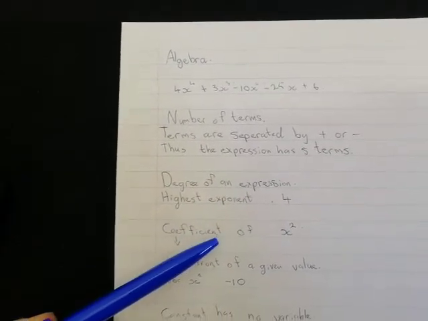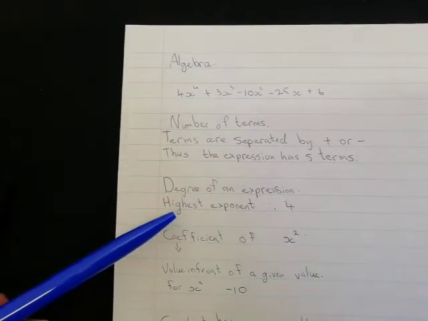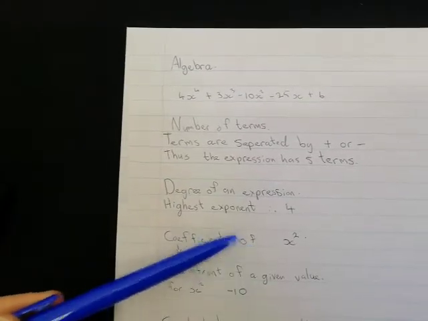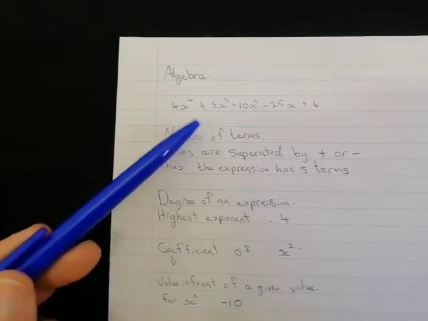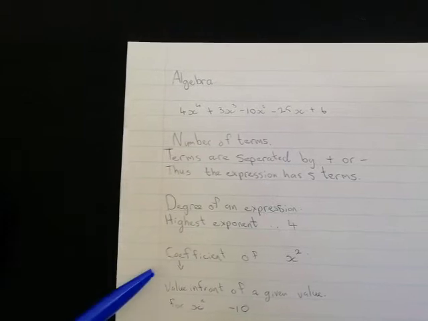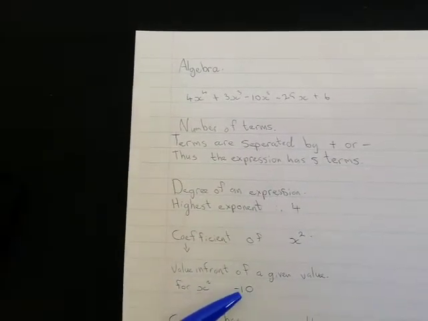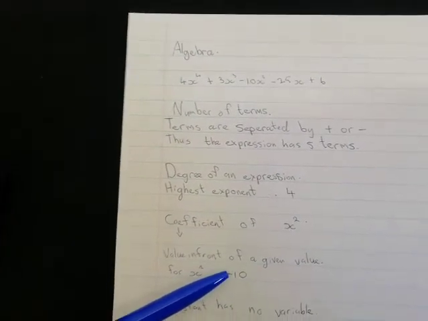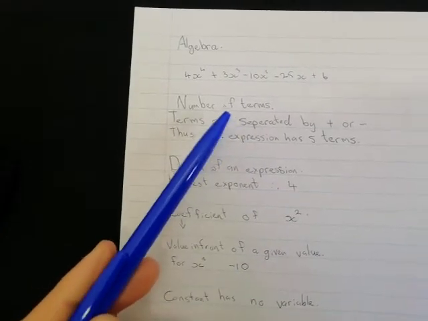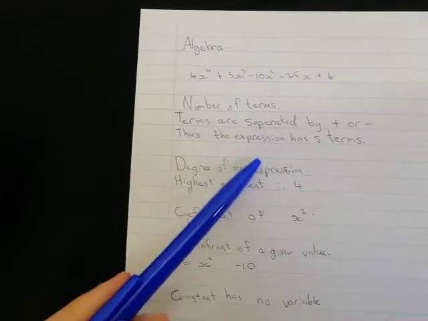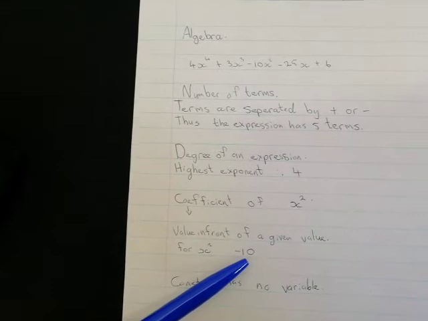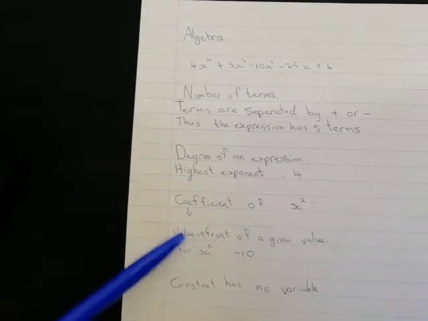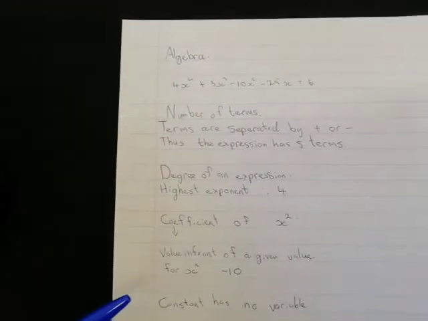The coefficient is the number in front of a variable. So if we take the coefficient of x squared, we will have negative 10. Always remember, if the coefficient is a negative value, you have to include the sign. If it's positive, it is not that necessary.